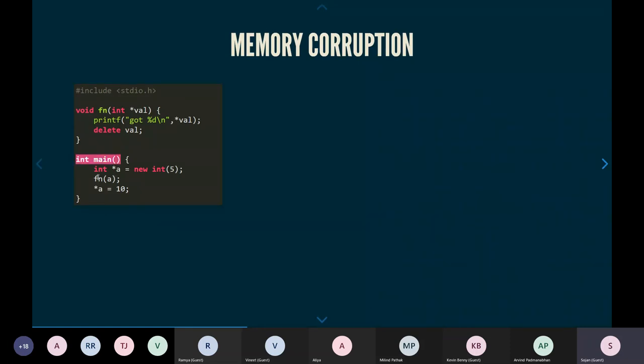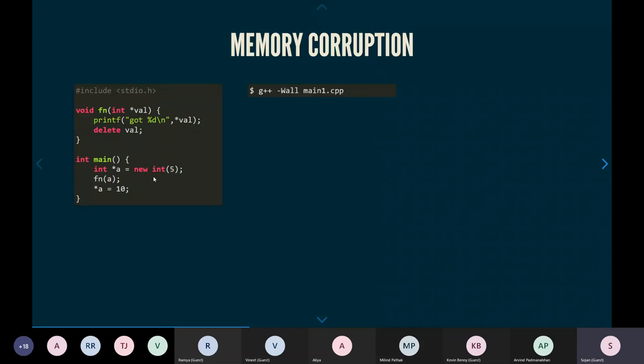We have the main function here, and I'm allocating an integer on the heap with a value of 5, and I'm passing the pointer into the function called fn. Let's jump to the function fn: it prints the value, and then fn deletes the value. So we gave the pointer to fn, fn took the pointer and deleted it. Now we continue back in main, and then we assign a value of 10.